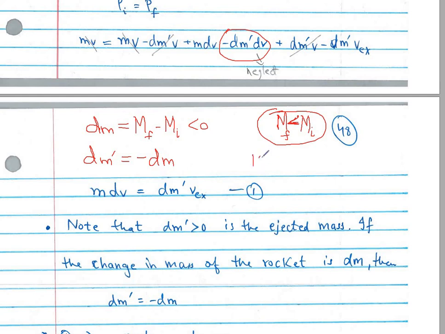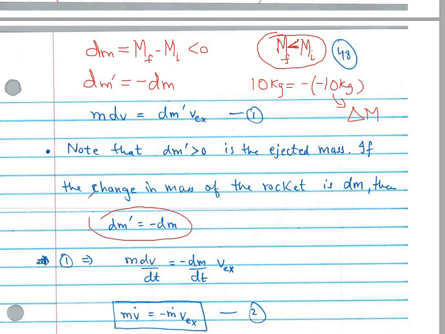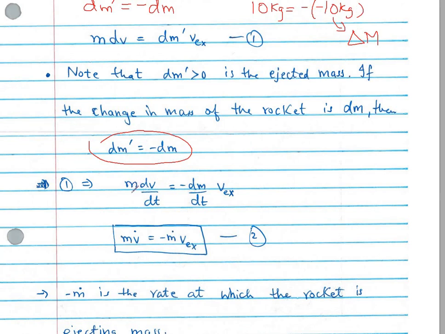This is just like saying that if dm prime is 10 kilograms, then the change in mass of the rocket, delta m, is negative 10 kilograms. Delta m is negative. So if 10 kilograms is the mass of the ejected exhaust, then it must be equal to the negative of the change in mass of the rocket. And so we write dm prime as negative dm, and then we plug it into equation 1. So now we have an equation that we can further simplify, because on both sides the variable is the same: it's a mass, m over here and dm over here.